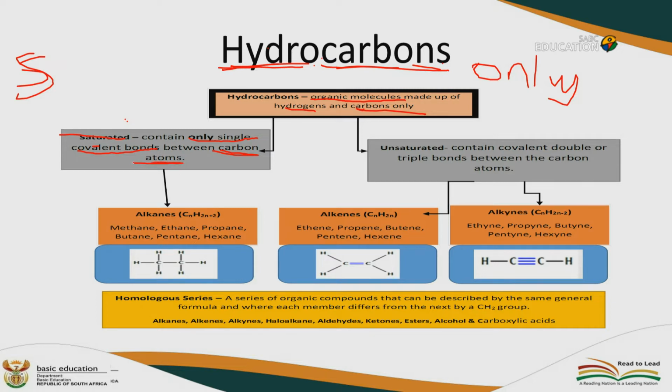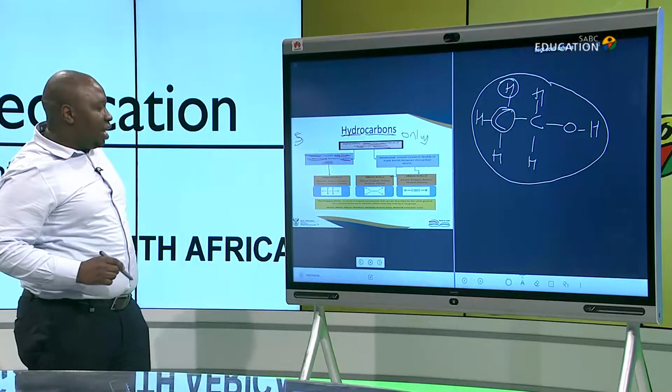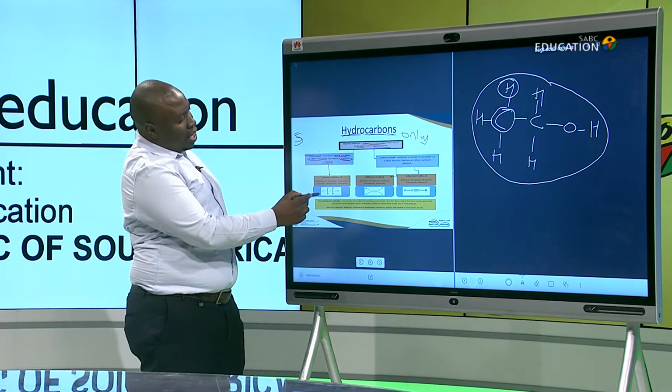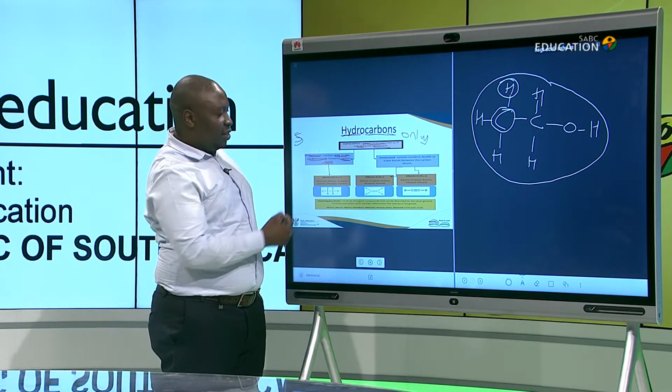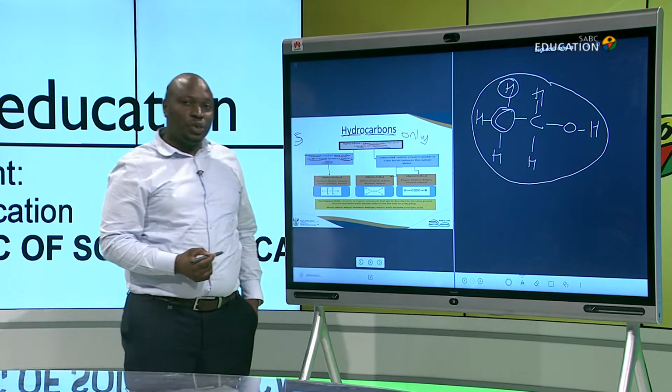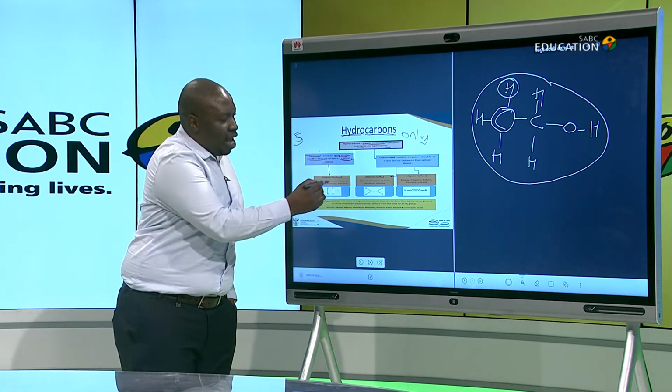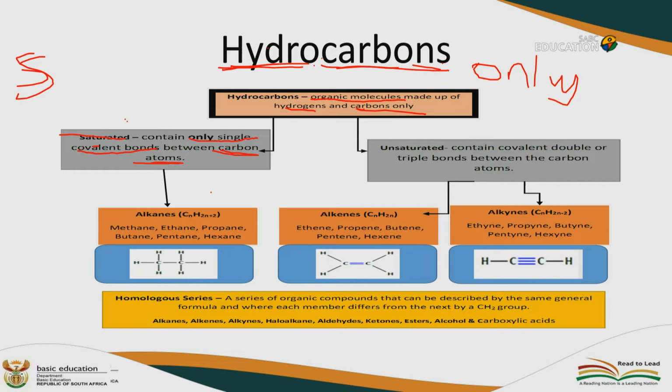So there's an example of an alkane given there in the structure under alkane. For saturated hydrocarbons, we have alkanes. For unsaturated, we have two types, which are alkenes and alkynes. How do we define unsaturated? We say they contain covalent double or triple bonds. So they have a carbon-carbon double bond or a carbon-carbon triple bond.